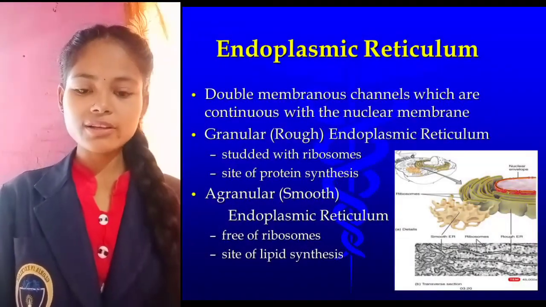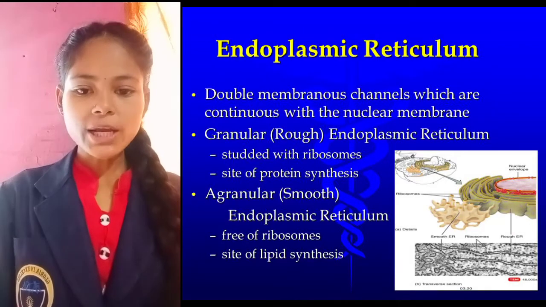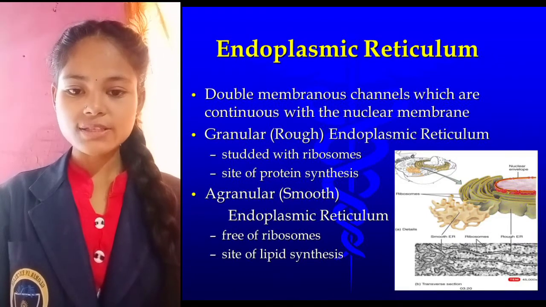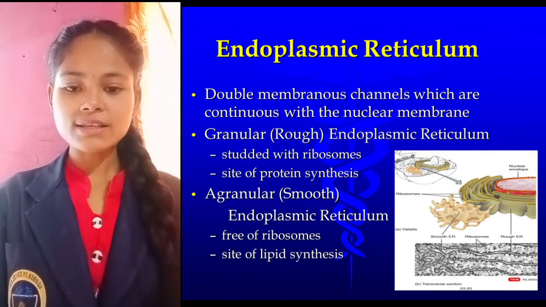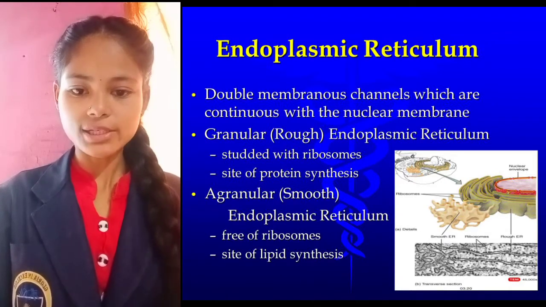Various organelles of the cell. The first organelle is the endoplasmic reticulum, ER. Two types of endoplasmic reticulum are present around the nucleus, and these are present as tubes and they form a large network outside the nucleus.